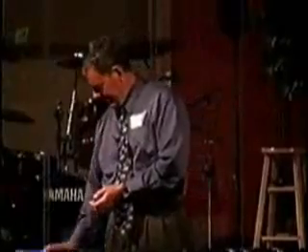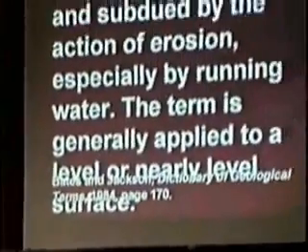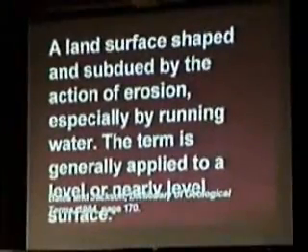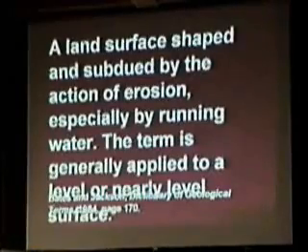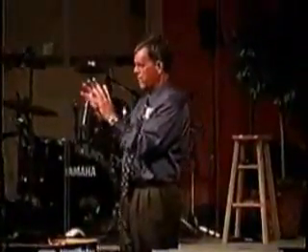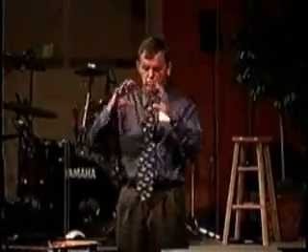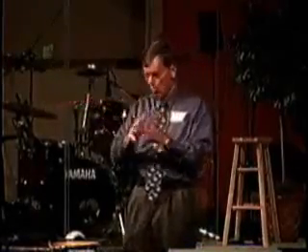Well, here's what the Dictionary of Geological Terms says. It's a land surface shaped and subdued by the action of erosion, especially by running water. Well, why running water? It's kind of interesting. You have those rounded rocks on top of these plane surfaces. Rounded rocks are rounded primarily, in fact, totally by erosion. There are a few ways you can weather rounded rocks, but not when you see millions of them on here. They're not by weathering. They're by running water.